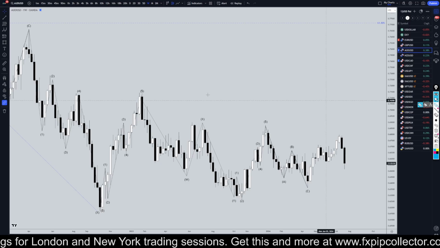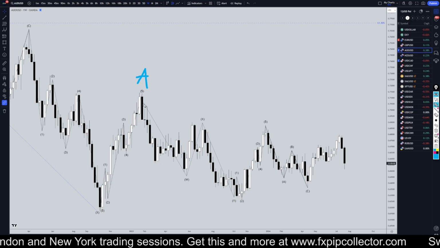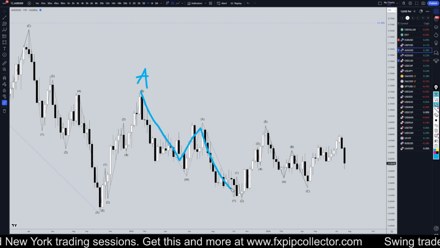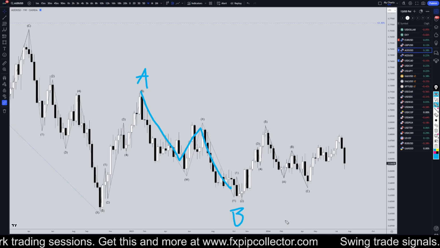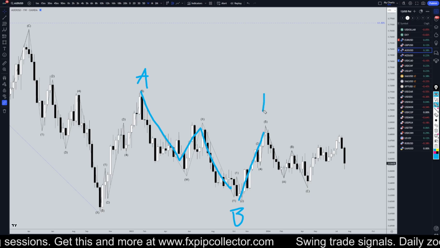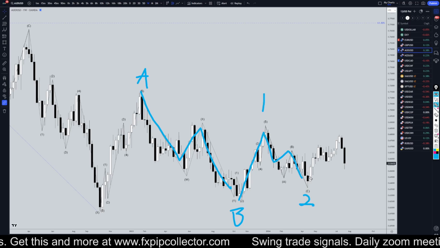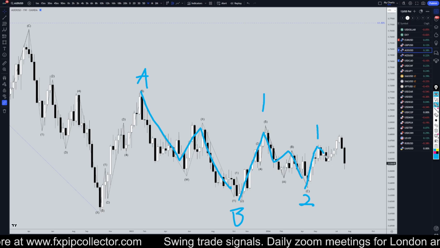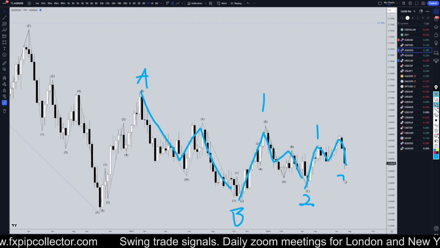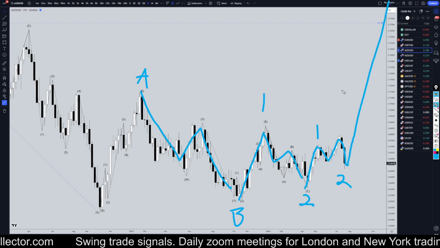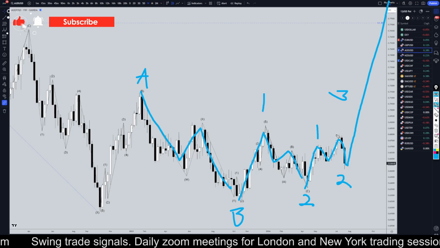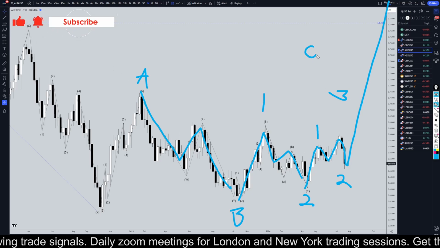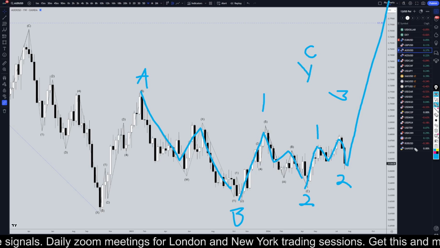On the weekly time frame, first of all, I think this is the A of Y. I think this is a big WXY here also, which is a wave B of Y. And then that would make this a 1. That would make this a big old wave 2. I think this right here is a subdivision of 3, so a 1 of 3. I think this is likely a crescent, a wave 2 of 3. And I think eventually it's going to go up for a wave 3 of 3, which is a 1, 2, 3 of wave C, which is a wave C of wave Y.